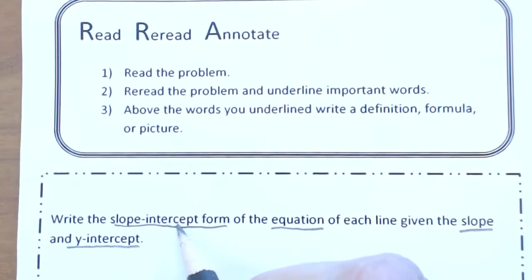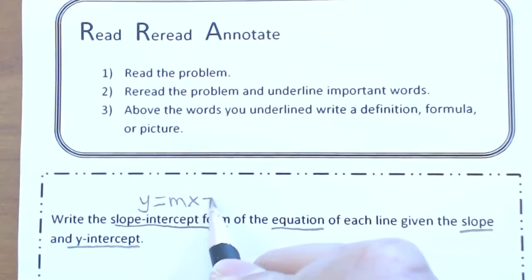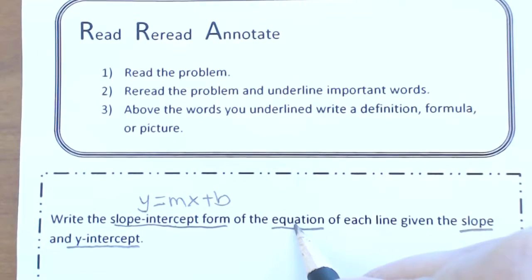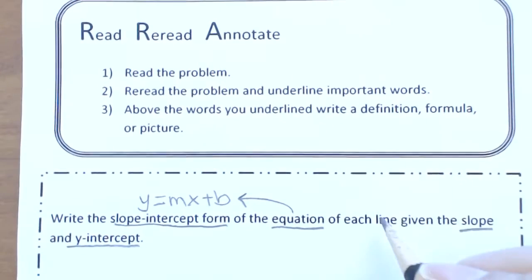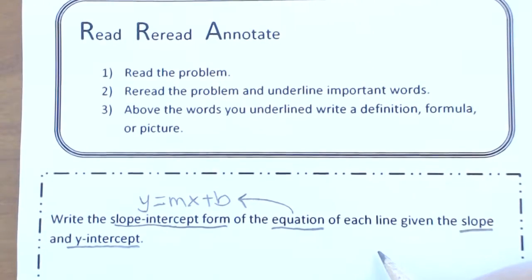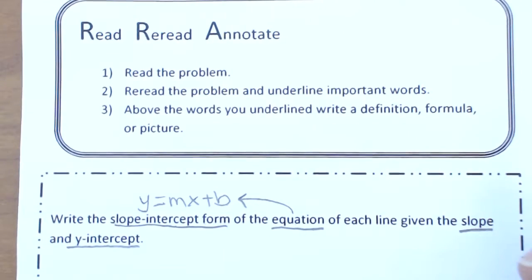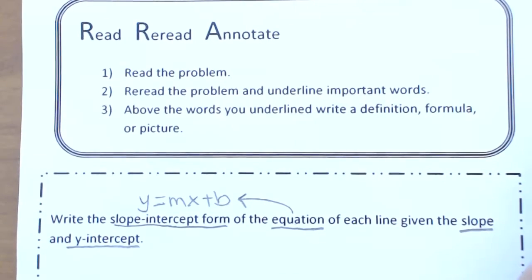So slope-intercept form, this is step 3. For slope-intercept form, I would write down y equals mx plus b, because that's what slope-intercept form is. Write the slope-intercept form of the equation. Now the equation, I'm going to put a little arrow, because that is the same thing. It's the y equals mx plus b. So we have two different names for the same exact concept, y equals mx plus b, and I'm showing myself that. So I know I'm going to be writing a y equals mx plus b concept.